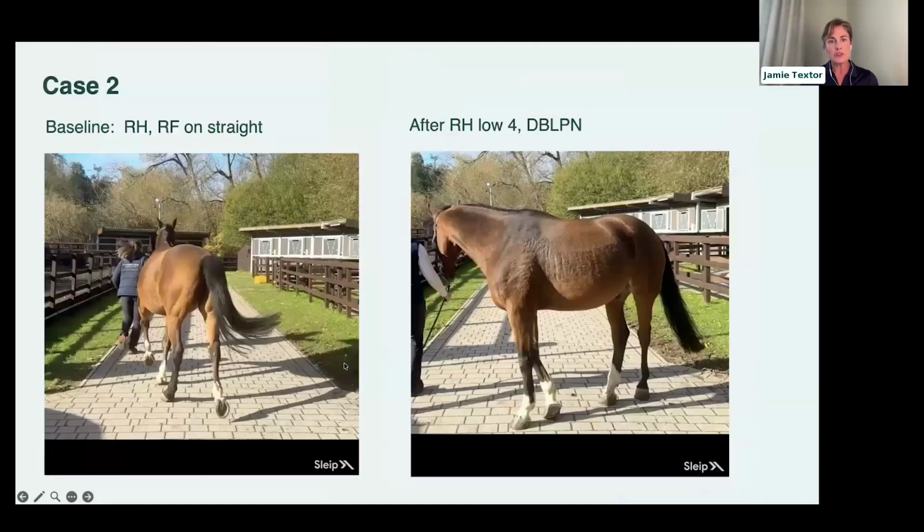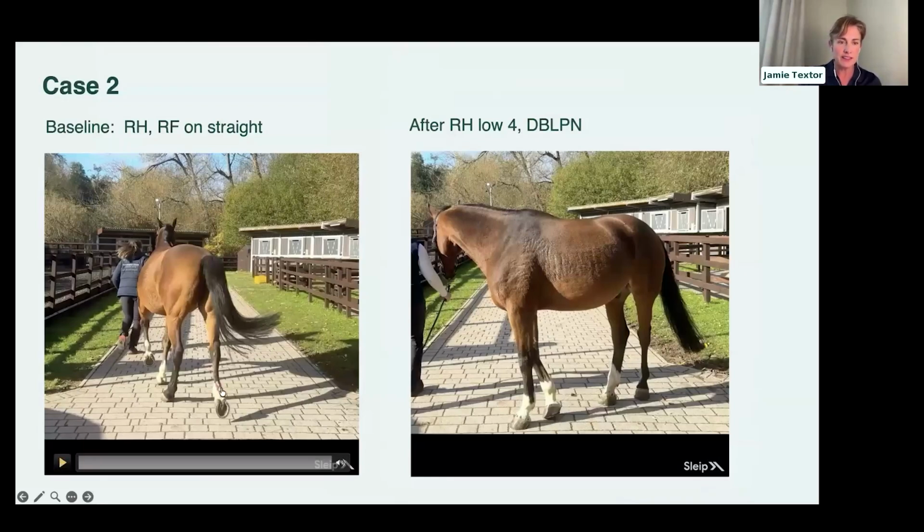Okay, here's a second case. Let me pause for a moment, let you catch your breath. And in this horse, again, same thing. I only have the straight line for this one to show you, but let's take a look at the baseline video. And then we do have a post-blocking video for this animal. And let's check this out.